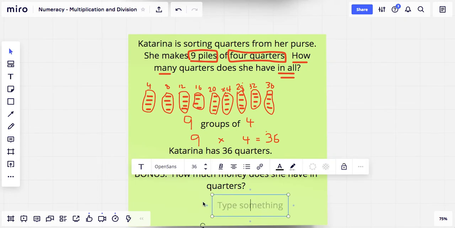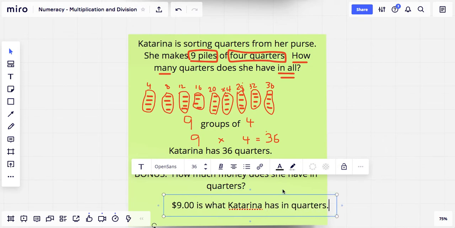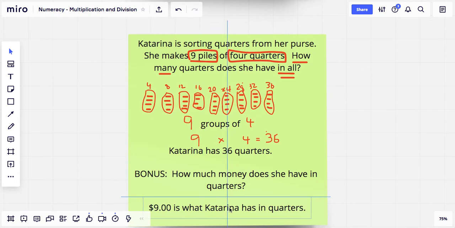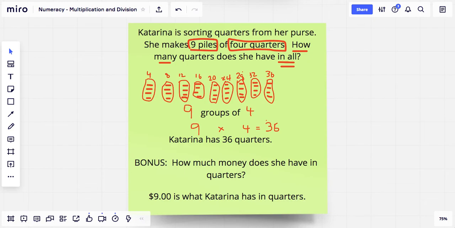Okay, so I can look at it as, well, I know there's 25, 50, 75, $1, $2, $3, $4, $5, $6, $7, $8, $9, 9 groups of 4. So $9 is what Katerina has in quarters. Okay, there's an example, boys and girls, of applying 2 different concepts in one problem here.